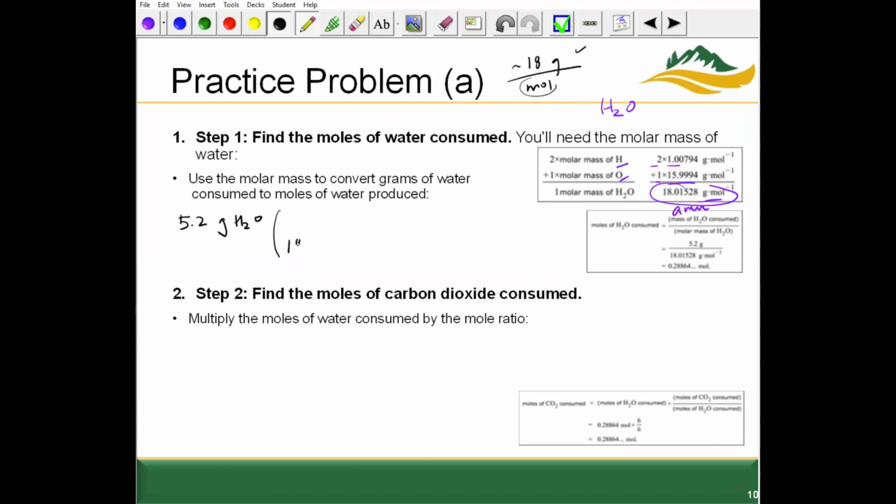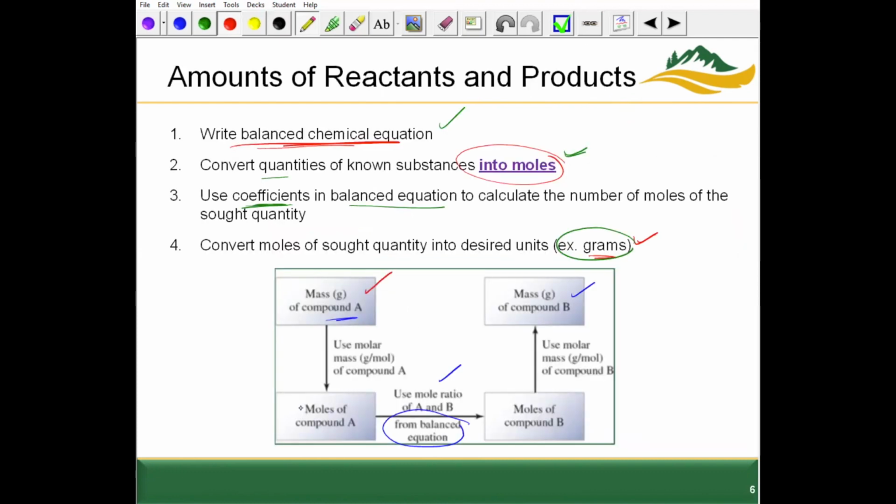Well, we should say 18.01528 grams of H2O for every 1 mole of H2O. Grams of H2O cancels out with grams of H2O, leaving just moles of water. Doing this division, we get about 0.28864 moles of H2O. So now we've taken the mass of water, and now we have the moles of water. Now we're going to use the mole ratio of water and carbon dioxide from that balanced chemical equation to get the moles of carbon dioxide.